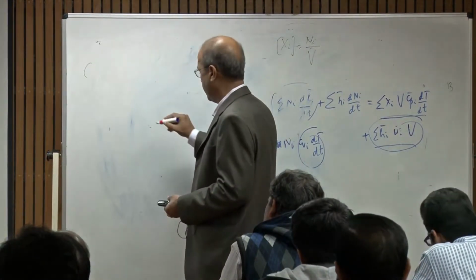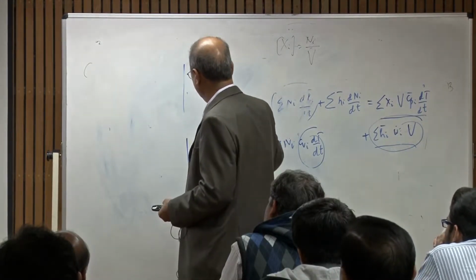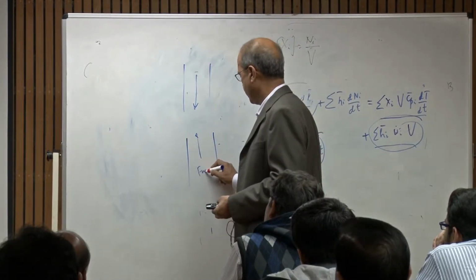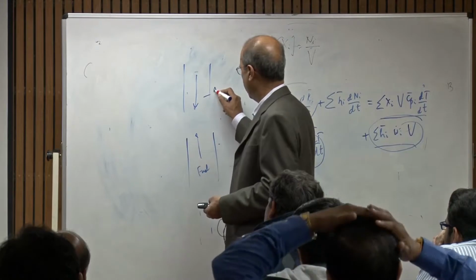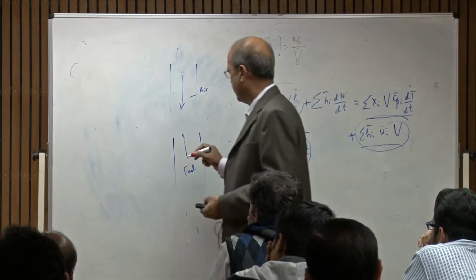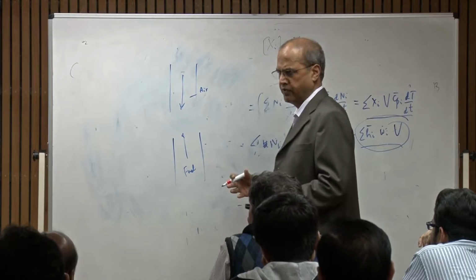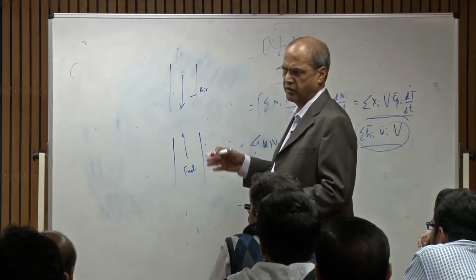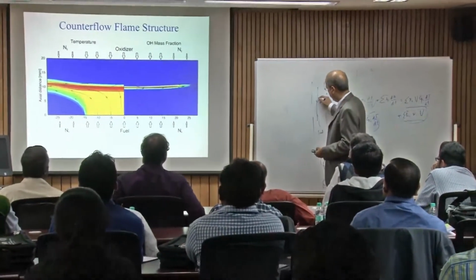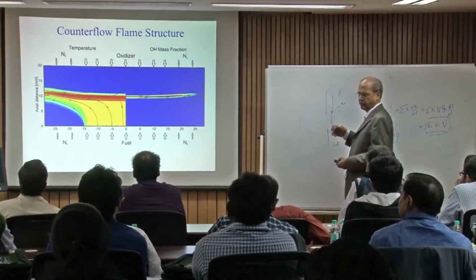So counterflow, in this picture, you have two jets impinging on each other. The fuel jet is from the bottom, and then here you have the oxidizer air jet. Now, a lot of people have used Chemkin type of software to do one-dimensional counterflow flame. One-dimensional means they consider only variation in the axial direction. Radially, they assume it is uniform.